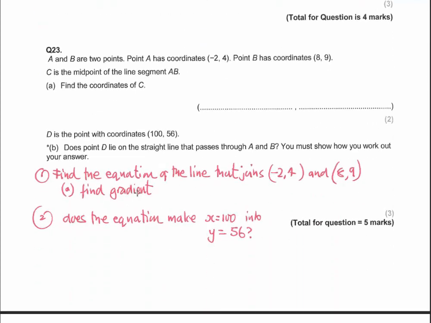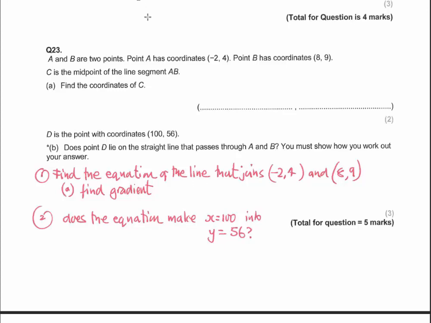Question 23. A and B are 2 points. A has coordinates (-2, 4) and point B has coordinates (8, 9). C is the midpoint of the line segment AB. Find the coordinates of C.